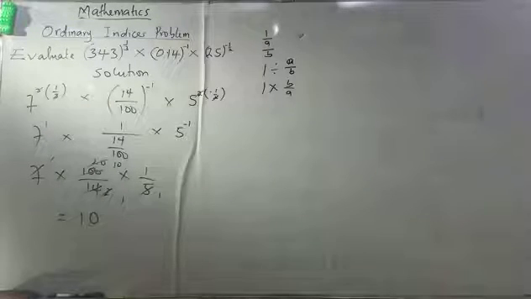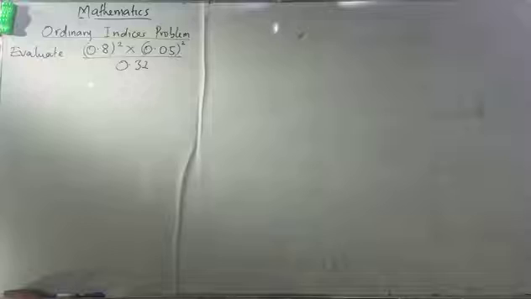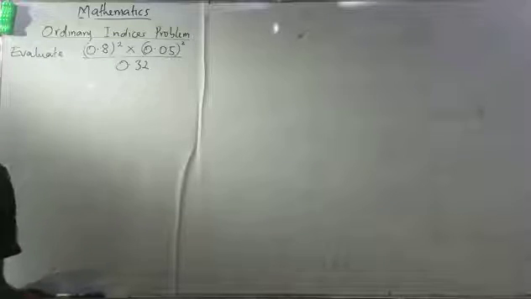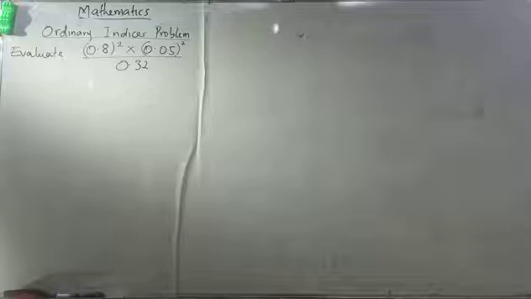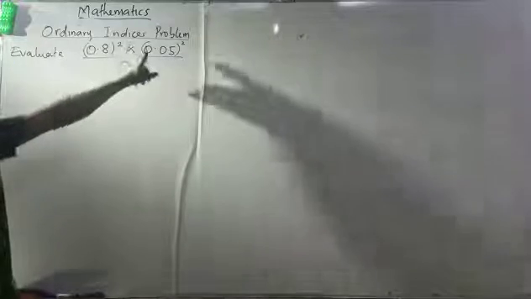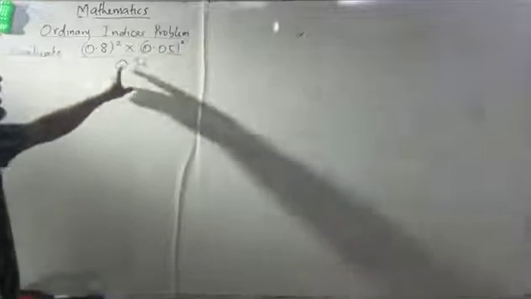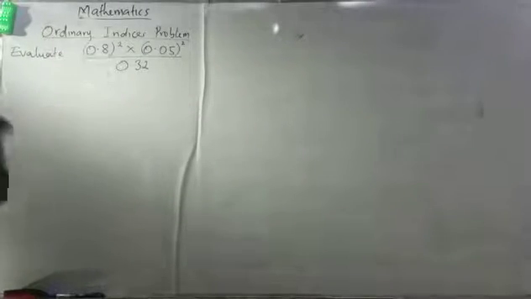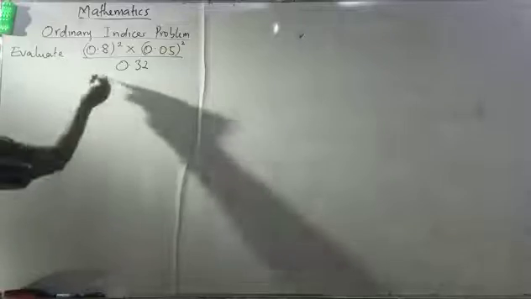That is my answer. Okay, before I end this section, I have one funny question that involves decimals. Permit me to write it out. Now, look at this question. I'm asked to evaluate 0.8 raised to power minus 2, raised to power 2, multiplied by 0.05 raised to power 2, and 0.32 raised to power something. Solution to this problem.